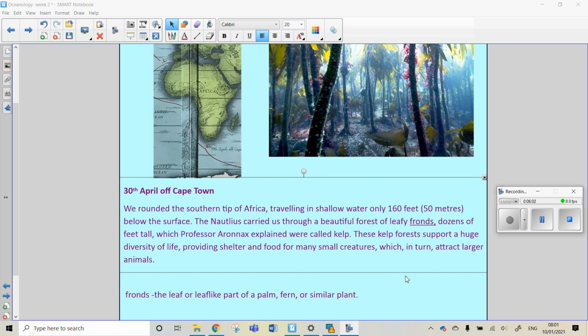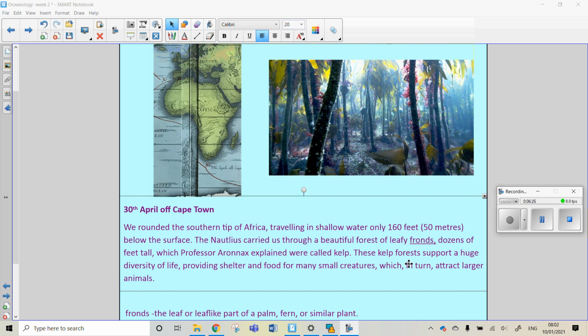Now, the first thing that I've looked at is the word fronds. Usually we would try and work out what this word might mean, and we'll do that with a couple more examples of vocabulary later on. But today I've just put down the definition, and fronds are the leaf or leaf-like part of a palm, fern, or similar plant.